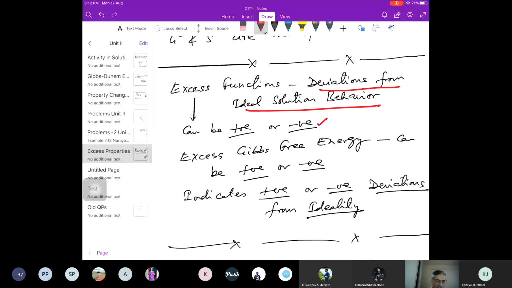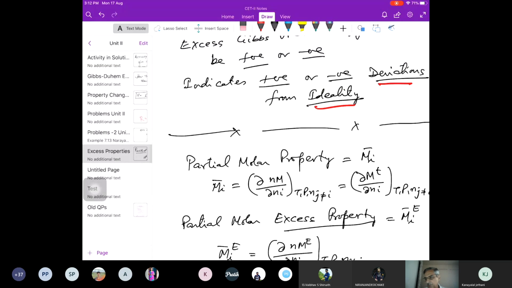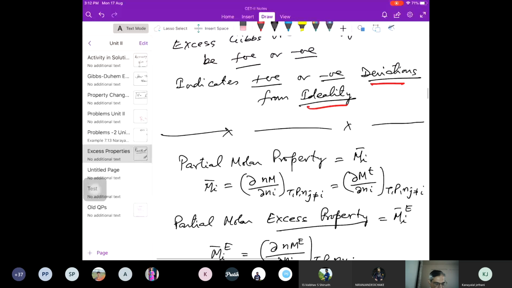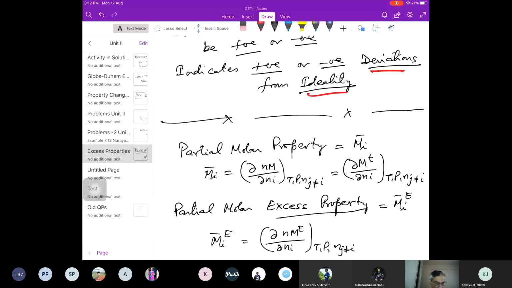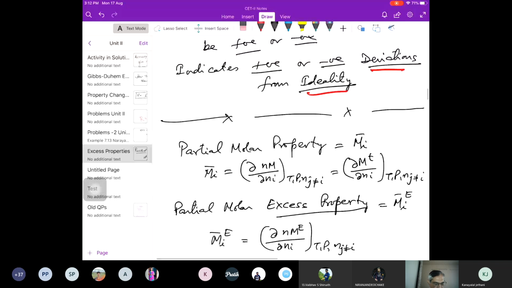Okay, so now let us see how we can use this excess property to define activity coefficient. Ultimate objective is that only. How do we get activity coefficient? Any questions or doubts so far? G xs, that's what we are going to use. Excess molar Gibbs free energy. कुछ डाउट है, क्वेश्चन है किसी को? No, sir. Okay, so let us go back to partial molar properties definition.